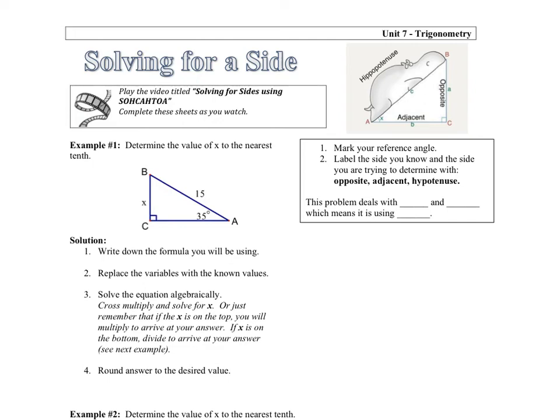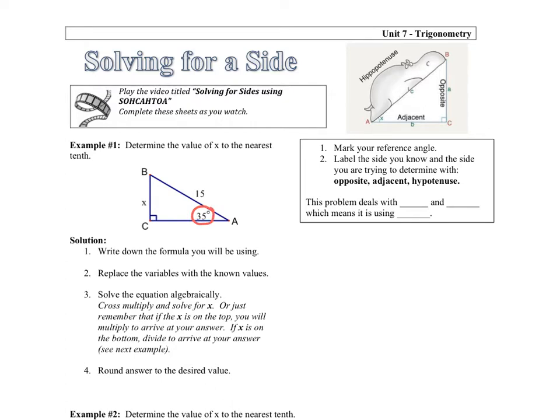In this video, we're going to look at how to solve for sides in a right triangle using SOHCAHTOA. Okay, so your first step is always to label your triangle with the opposite, adjacent, hypotenuse based on your reference angle. And your reference angle is going to be the angle, not the 90-degree one, the other angle that is given to you. So in this case, it's going to be the 35 degrees.